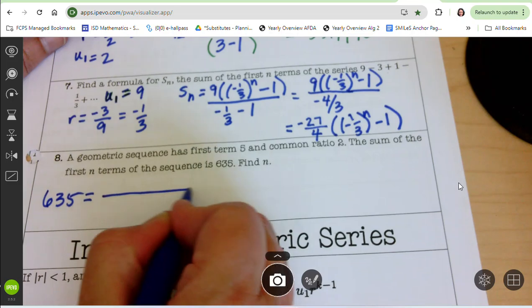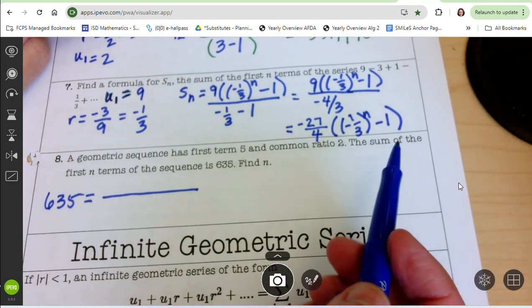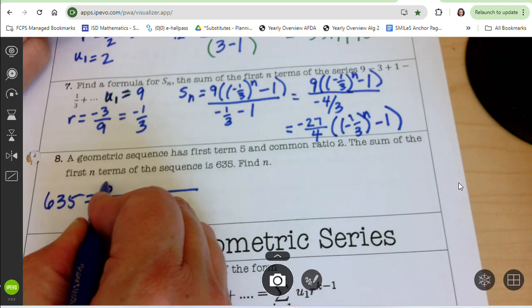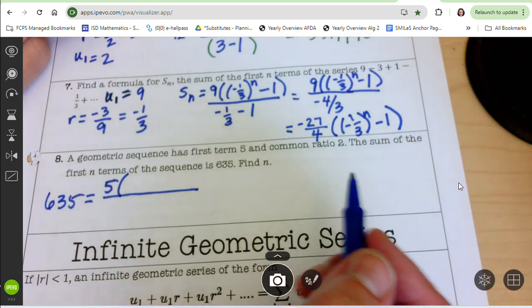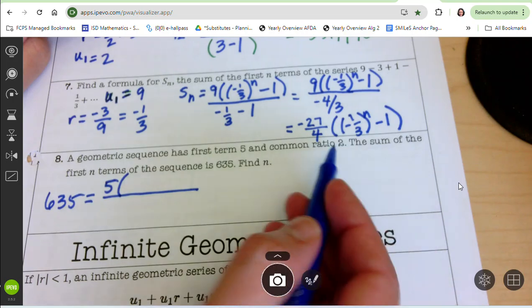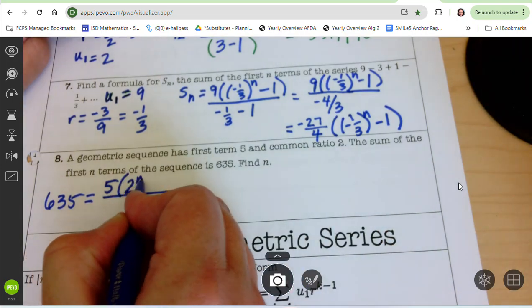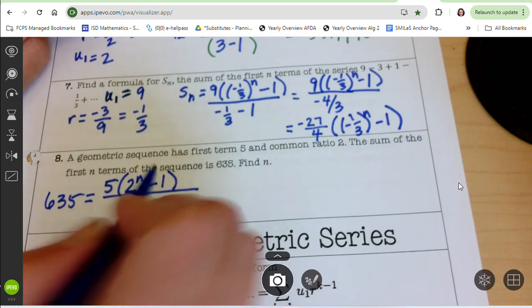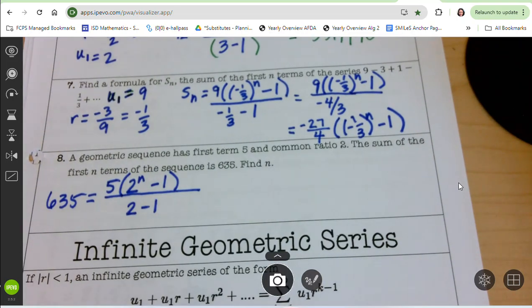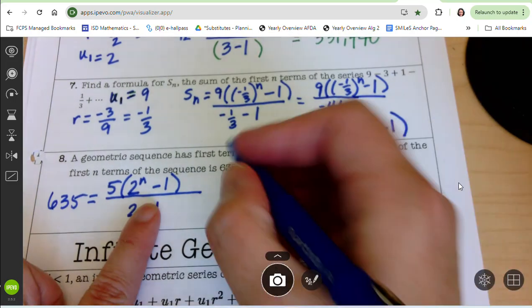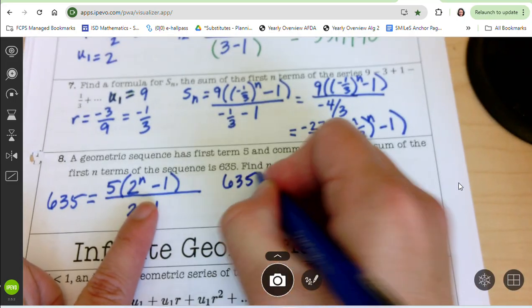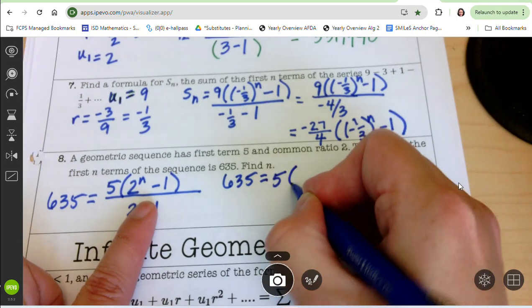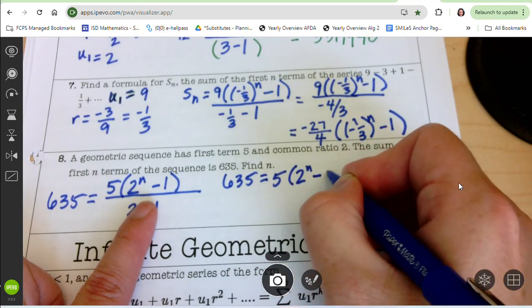So 635 equals, for U sub 1, we're going to put in the first term, 5. For R, where's our R? Oh, 2, got it. We don't know n. And then down here, 2 minus 1. All right, so 2 minus 1 is 1, and anything divided by 1 is itself. So we don't really need this part here. So this whole thing simplifies to 635 equals 5 times 2 to the n minus 1.